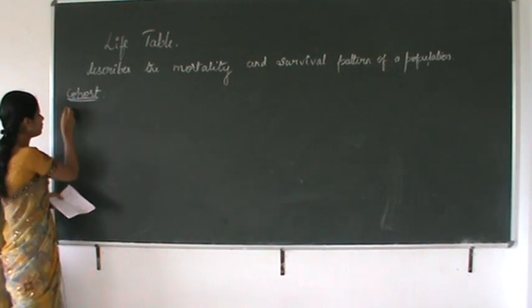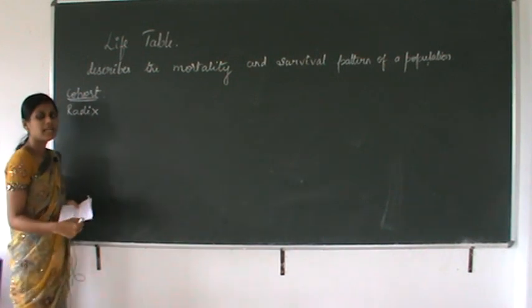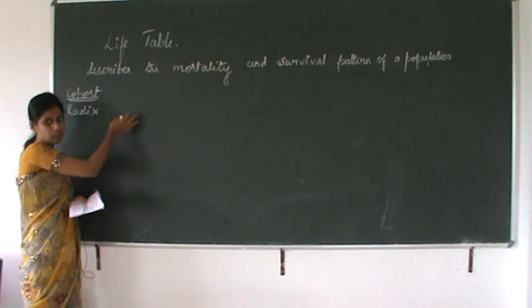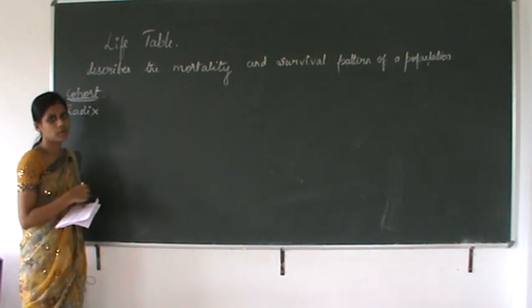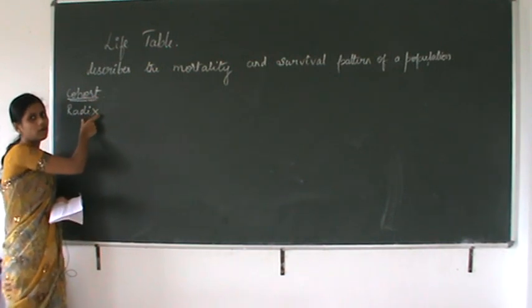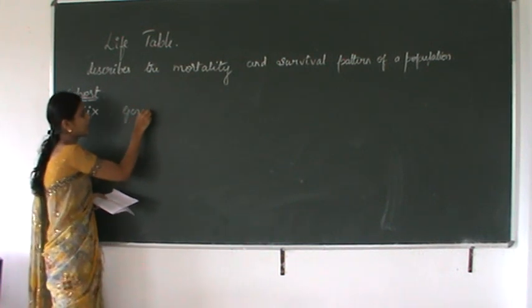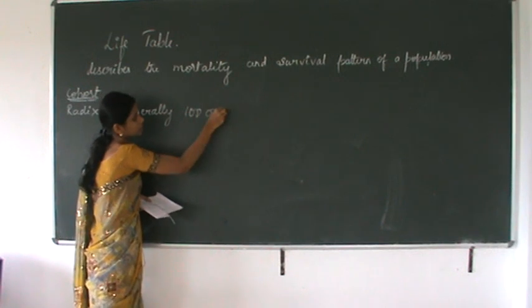Next important term is radix. Radix is the size of the cohort. I told you just now what a cohort is, that is a group of individuals who are born at the same time and who experience the same mortality condition. And the size of that cohort is called radix. Generally, the size of the cohort is taken as 1 lakh.